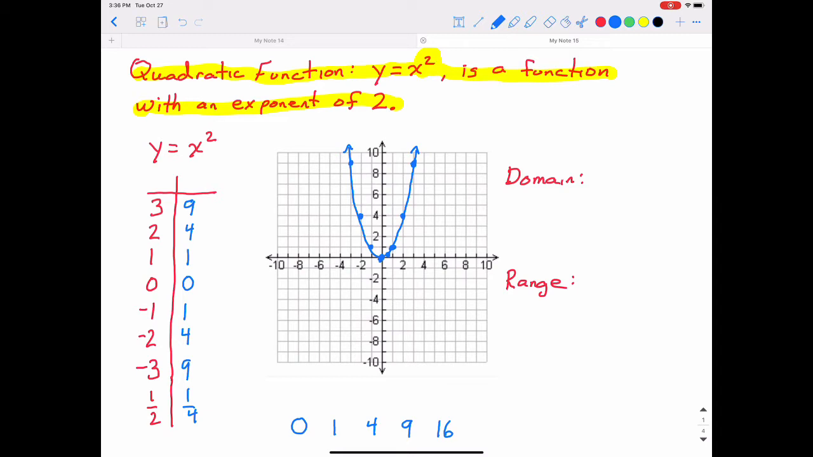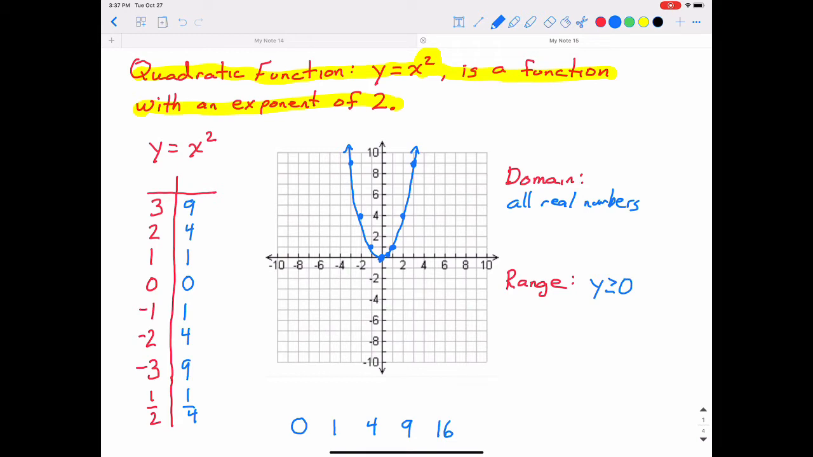The domain is all real numbers. And for the range, notice that it goes only down to 0, and then everything else is above it, so it'd be y greater than or equal to 0.